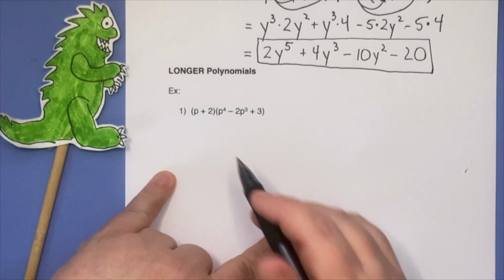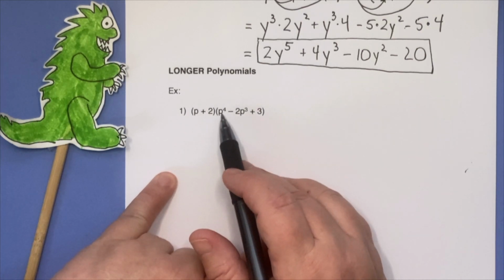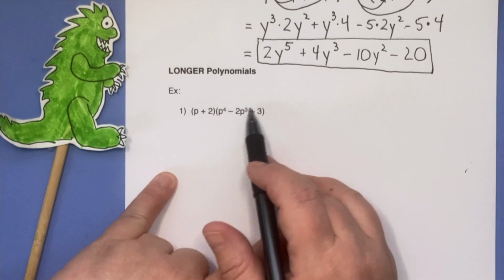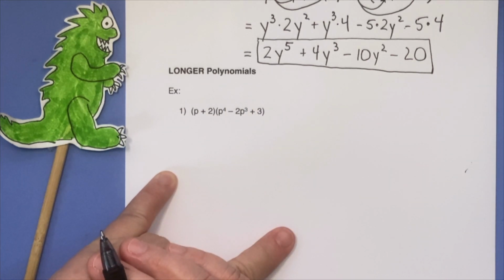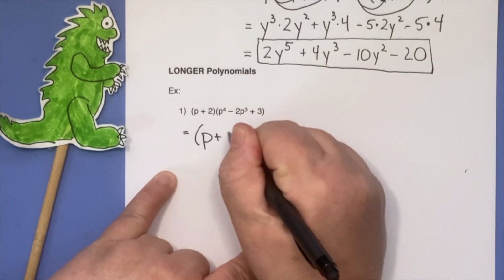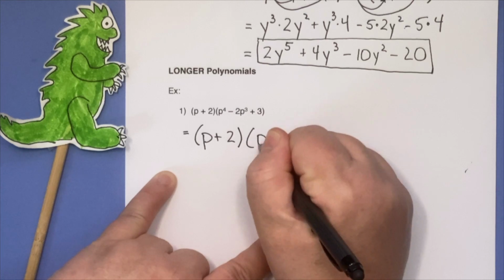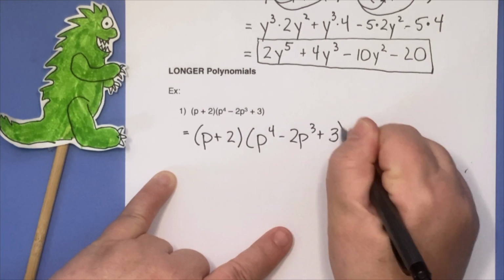So as I'm looking at this, I'm thinking ahead. I'm thinking, okay, I have to multiply everybody in the first, the P times everybody here, and then the 2 times everybody there. So the first step I usually do is I'm going to write the problem again, slightly bigger, just to make sure I know what's happening.